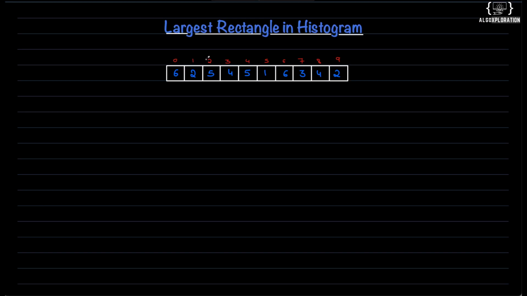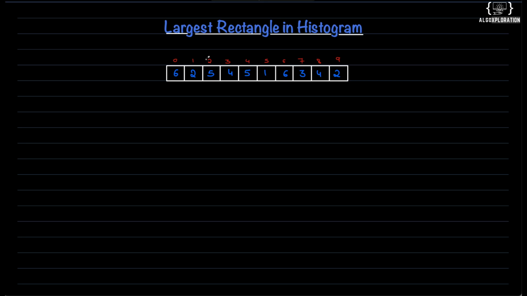But wait, finding the next smaller element takes O(n) space complexity, and finding the previous smaller element will also take O(n) space complexity, right? But is there any approach that can solve this without taking O(n) space for an array? Let's find out. So let's break down the most elegant histogram algorithm you will ever see.